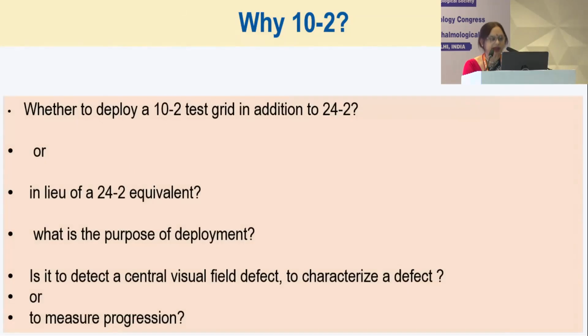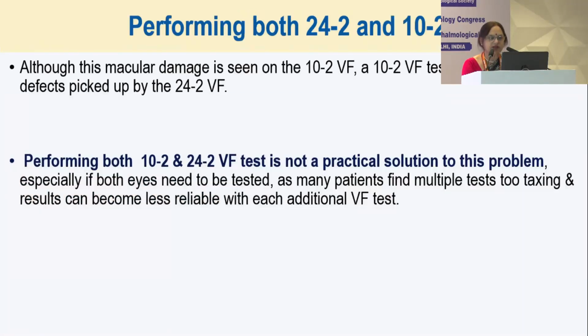Now, why 10-2? Whether to deploy a 10-2 test grid in addition to 24-2 or in lieu of a 24-2 equivalent, what is the purpose of deployment? Is it to detect a central visual field defect, to characterize a defect, or to measure progression? Gradually we will try to answer all these questions.